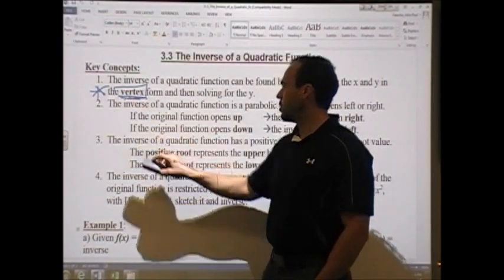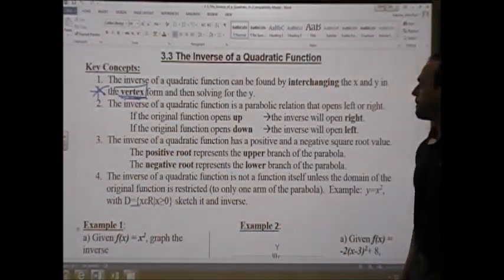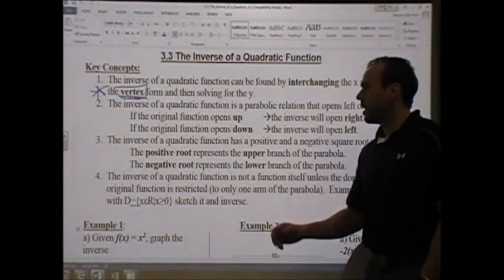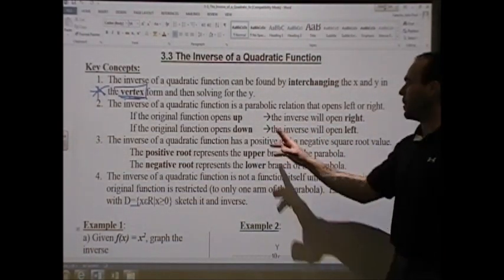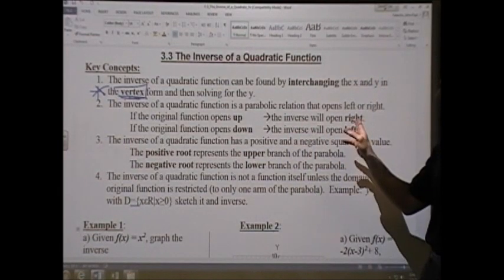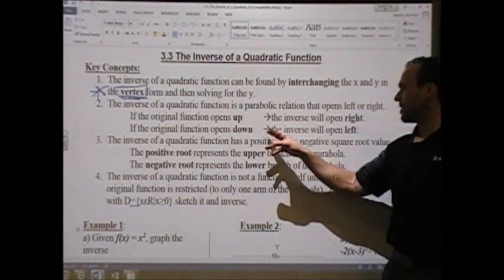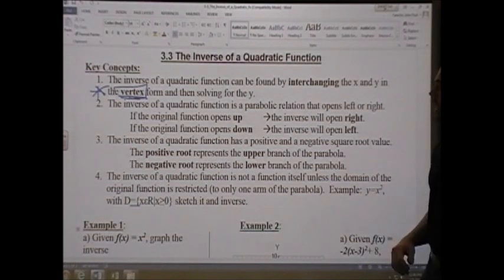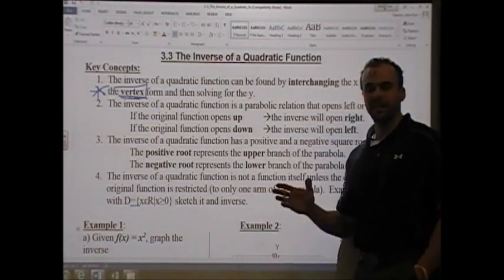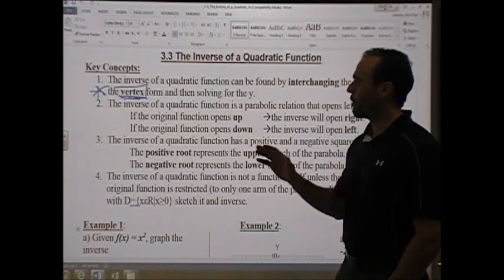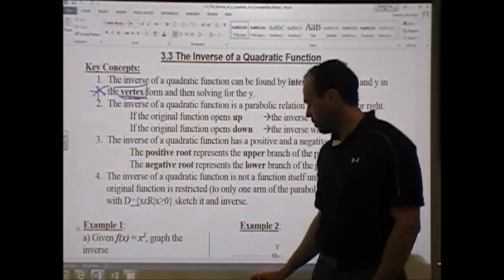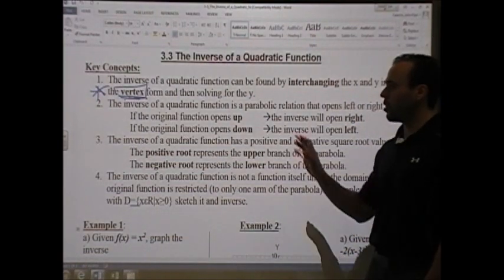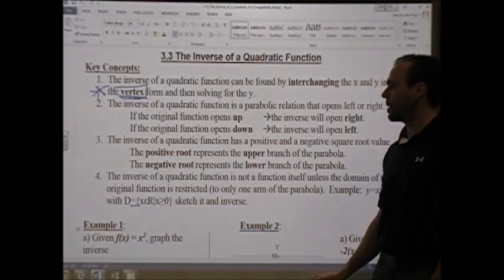Number 2, the inverse of a quadratic function is a parabolic relation that opens to the left or to the right. If the original function opens up, the inverse will open right. If the original function opens down, the inverse will open left. We'll see why that happens. It's very important to note again that the inverse is the reflection in the y equals x line, because all your x's become y's and all your y's become x's.